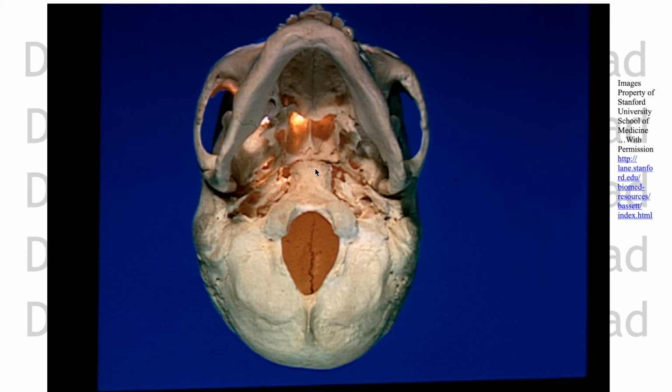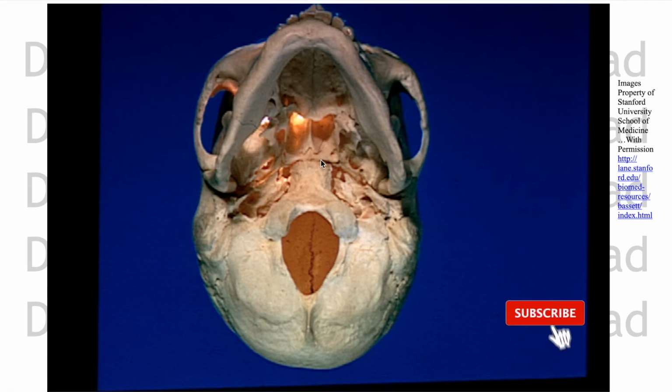Okay, now these are the choanae and the posterior nasal spine, the palatine bone, and the horizontal plates of the maxillae forming the roof of the oral cavity. We have the medial and lateral pterygoid plates. Yes, and this is the hamulus, which is the tip of the medial pterygoid plate.